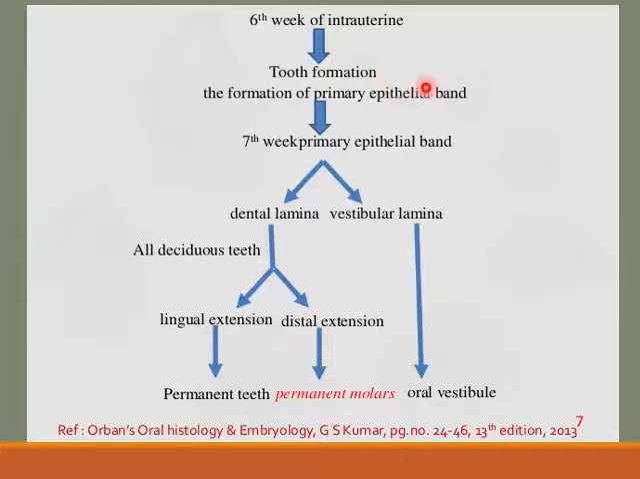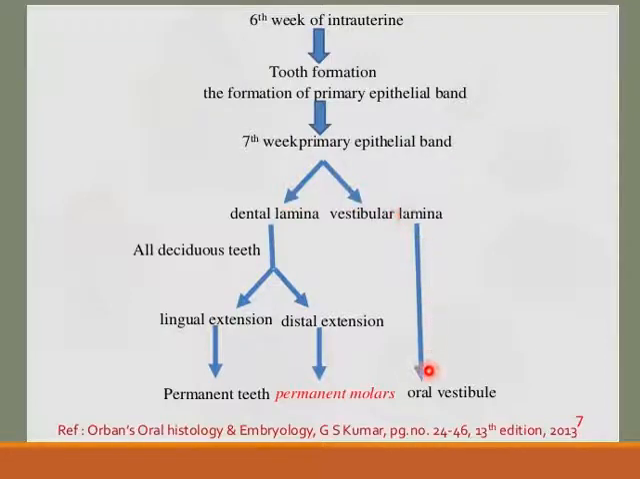So this diagram represents the development of the primary epithelial band, dental lamina, and vestibular lamina. At 6 weeks of intrauterine life is the beginning of tooth formation, or the formation of the tooth germ. There's the formation of the primary epithelial band at about 6 weeks. Then at 7 weeks, the primary epithelial band gives two subdivisions, the dental lamina and the vestibular lamina.